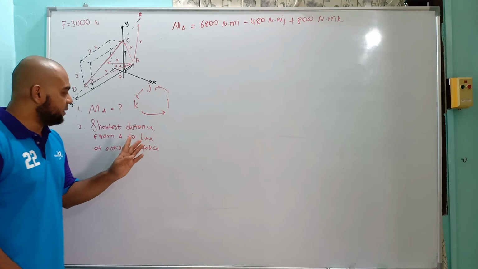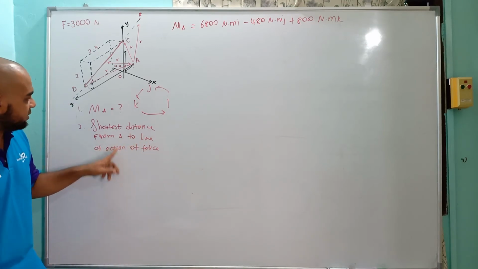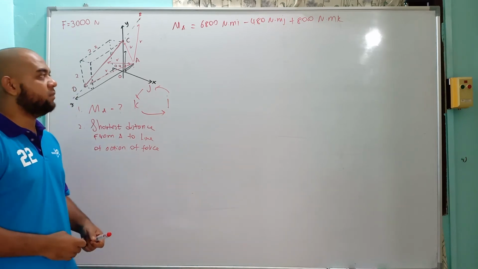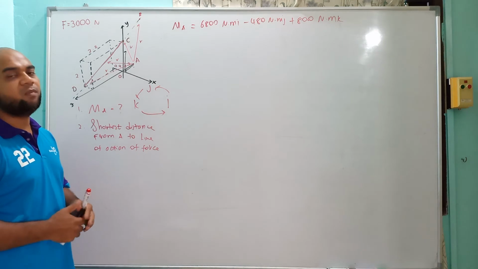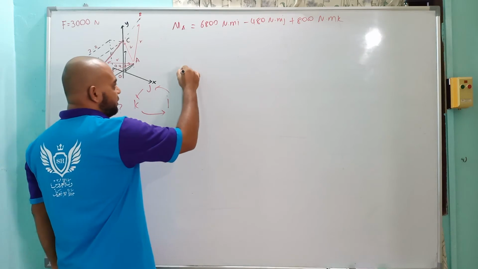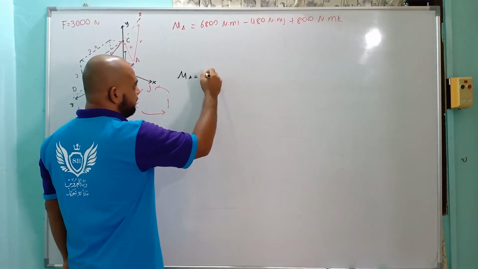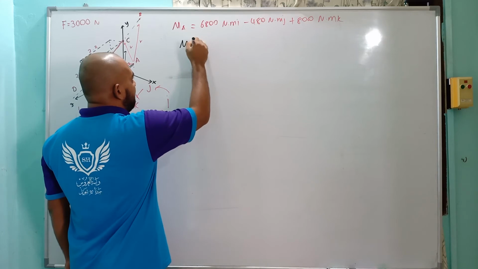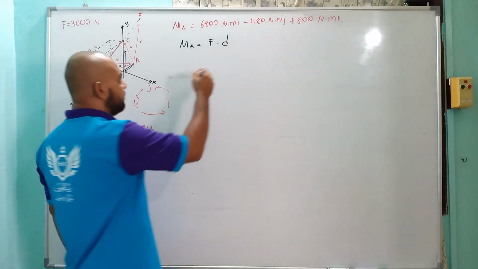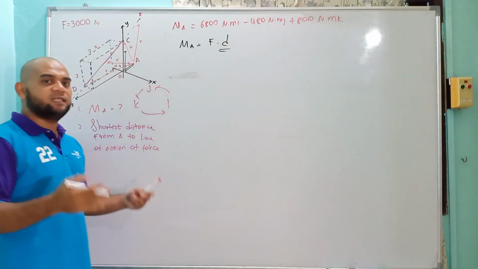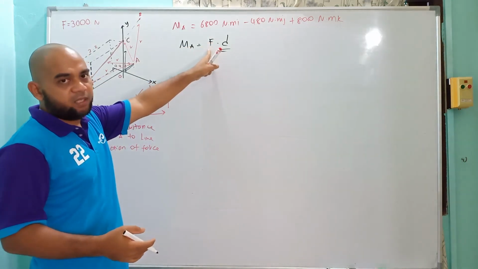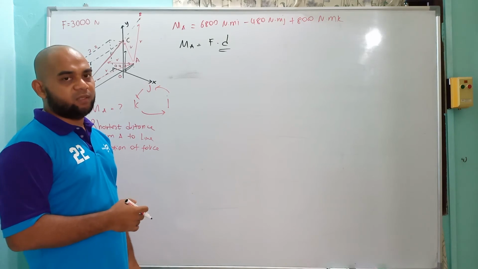Okay. The second part is we want to calculate the shortest distance from A to the line of action of force. Okay. If you still remember what we have done in 2 dimensions, moment about a point. This is same here, moment about a point. Moment about a point, MA, for example, we have MA equal to F times D. Okay, F is the force, D is the shortest distance between the F, okay, towards the point where we take the moment, that is D.